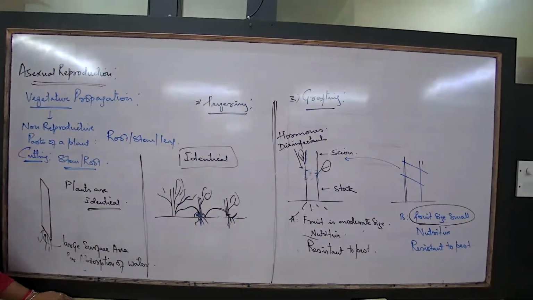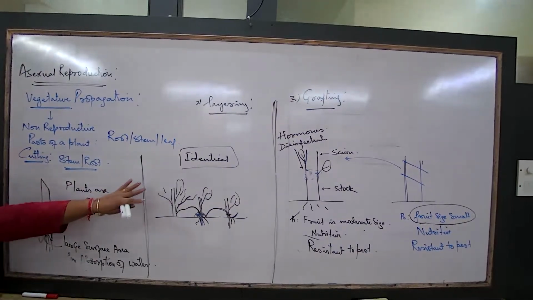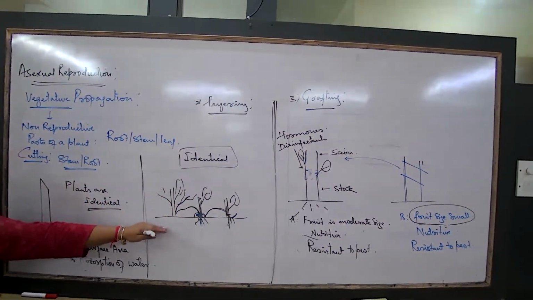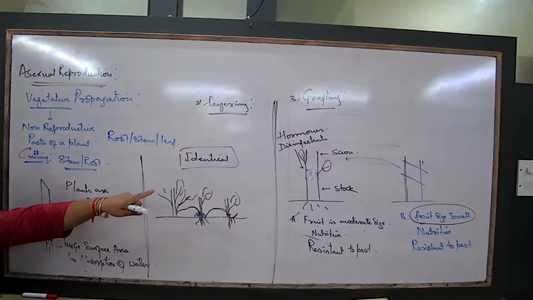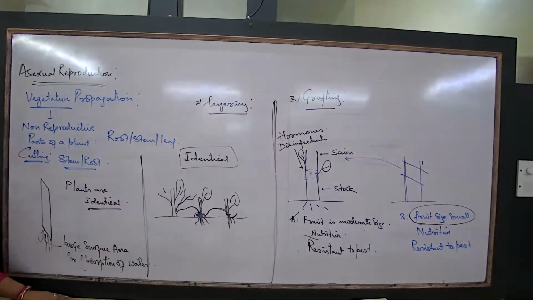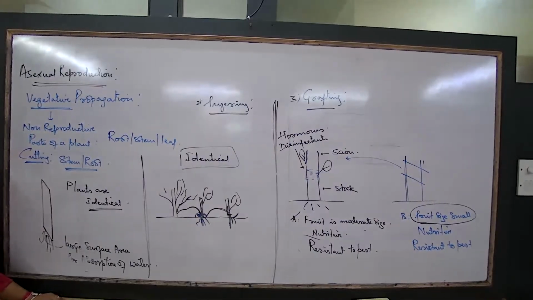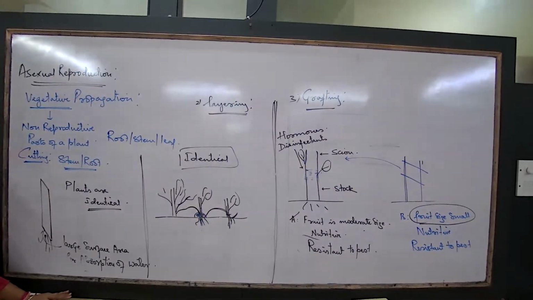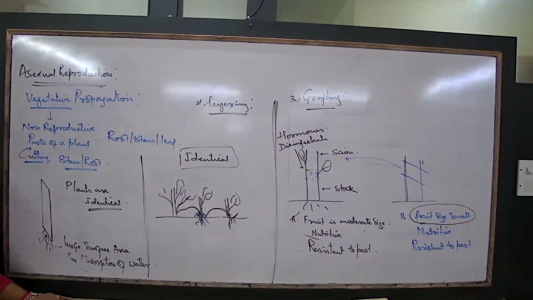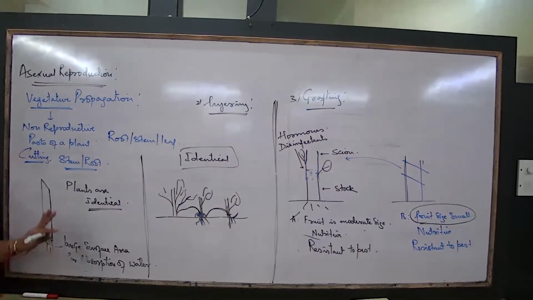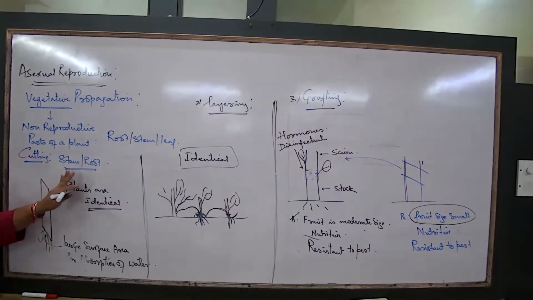Layering, grafting. You are also asked questions on differences between layering and grafting. So that is very clear. Identical, new varieties. And why the new varieties? So that the undesirable characteristics of certain plants can be removed. A plant can be formed with all good and desirable varieties. So that is the concept about vegetative propagation.